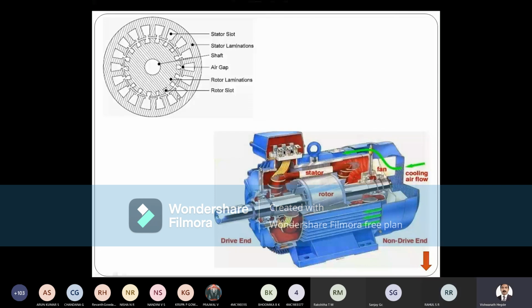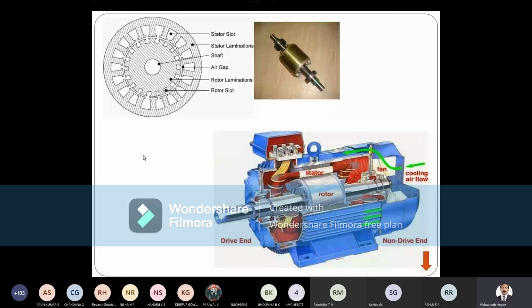Carefully observe. The stator lamination is having the slots from the inner periphery, whereas the rotor lamination is having slots from the outer periphery. This ring is the rotor lamination.